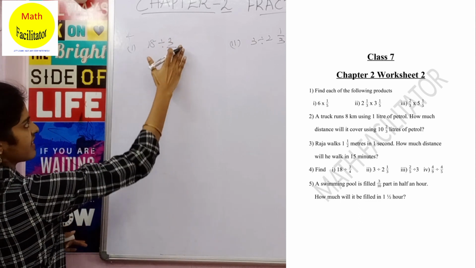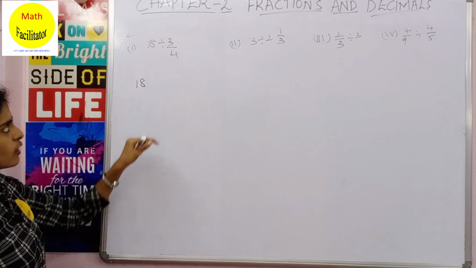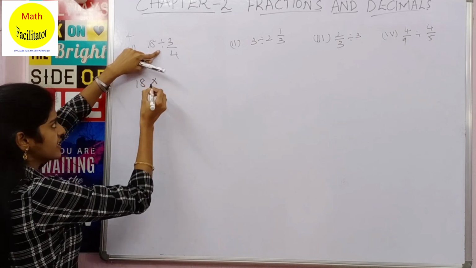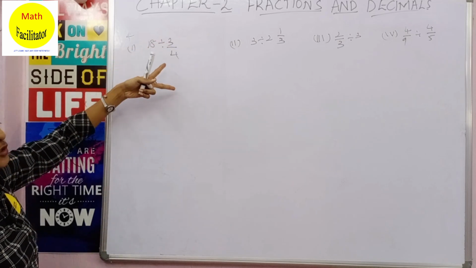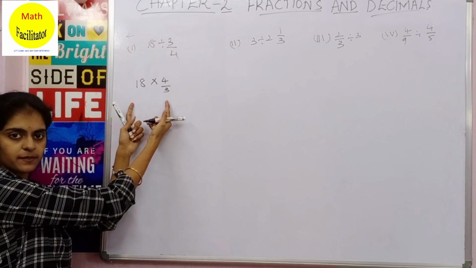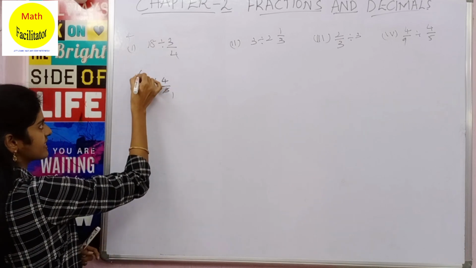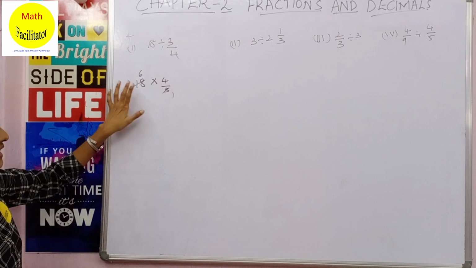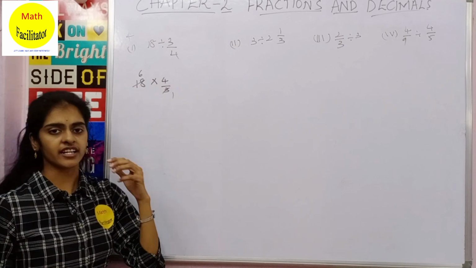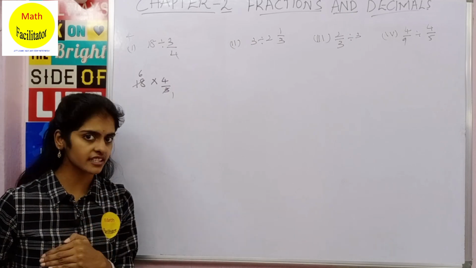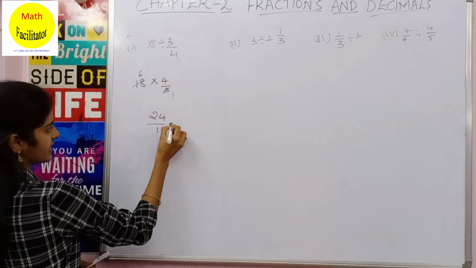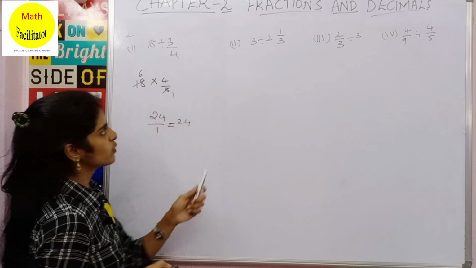So 18 divided by 3 by 4. Now you learned division of fractions, so you will replace this division with multiplication and then you will take the reciprocal. So 3 by 4 becomes 4 by 3. Now this is nothing but multiplication of fractions. So 3 1s are 3, 6 are 18. Now 18 is in numerator, 3 is in denominator, so you will cancel. Whenever you cancel, one number should be in the numerator, the other should be in the denominator. Clear? So now 6 4s are 24. You have divided by 1. It is nothing but 24. Clear? Moving on to the next question.